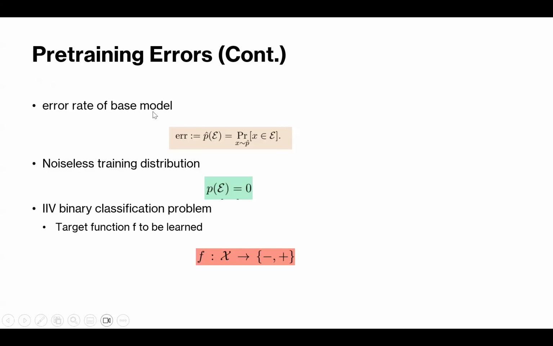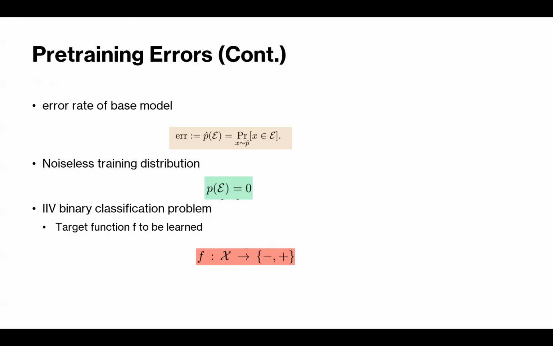Now, simply, the error rate of our base model is the probability that x is drawn from the estimated probability distribution which we have learned, and that x belongs to the error set. So the probability of that is this. Now, if the training distribution is noiseless, meaning there is no error in the distribution, then in the ideal situation the probability that it will be drawn from the error set becomes zero, because there is no noise in the data set itself. But this does not happen.